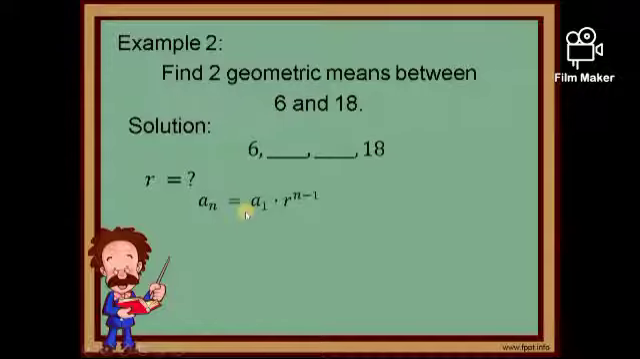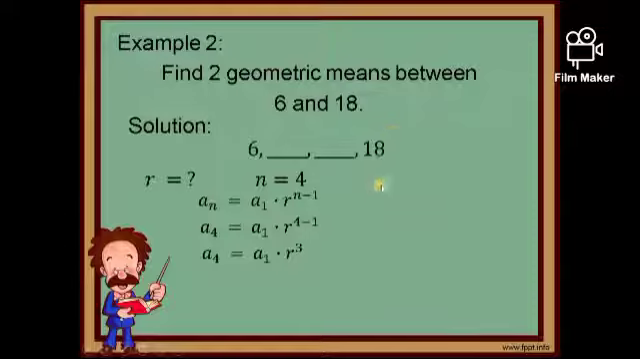So we have a sub n equals a sub 1 times r raised to n minus 1, the general formula for a geometric sequence. Let n equal 4. Why 4? Because 1, 2, 3, 4 terms. Substitute the 4, so n becomes 4. Simplify more: a sub 4 equals a sub 1 times r raised to 3. 4 minus 1 will give you 3.